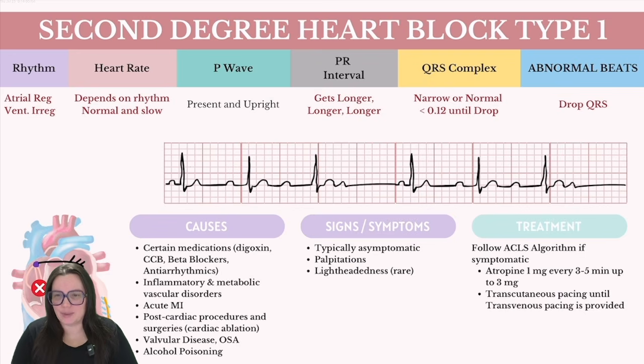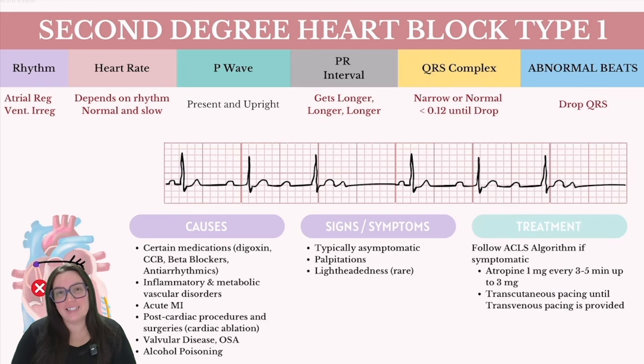So what are some of the causes behind this? There's certain medications like digoxin, calcium channel blockers, even beta blockers and antiarrhythmics that can lead into this more progressive block. There could be an inflammatory or metabolic vascular disorder that's taking place. You could see an acute MI, even post-cardiac procedures, as well as surgeries. More specifically, cardiac ablations. This tends to be one of the common rhythms if somebody was to go into an abnormal rhythm with having those kinds of procedures. And then we have valvular disease, OSA, which is obstructive sleep apnea, or even alcohol poisoning can lead to this.